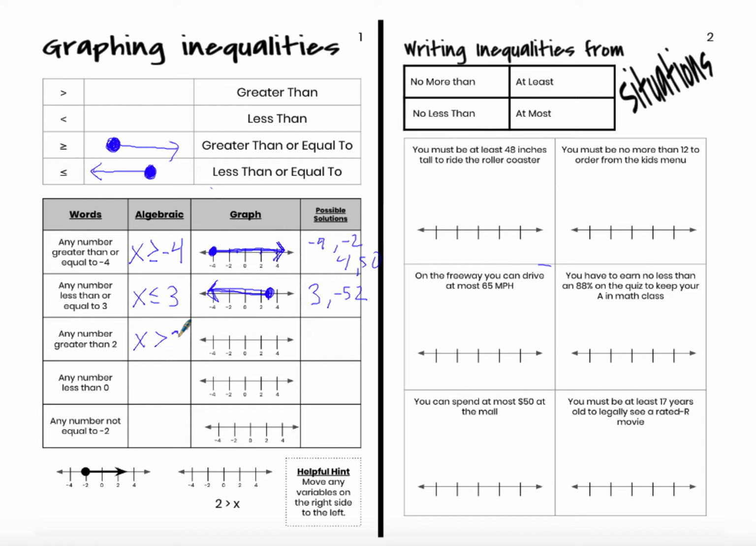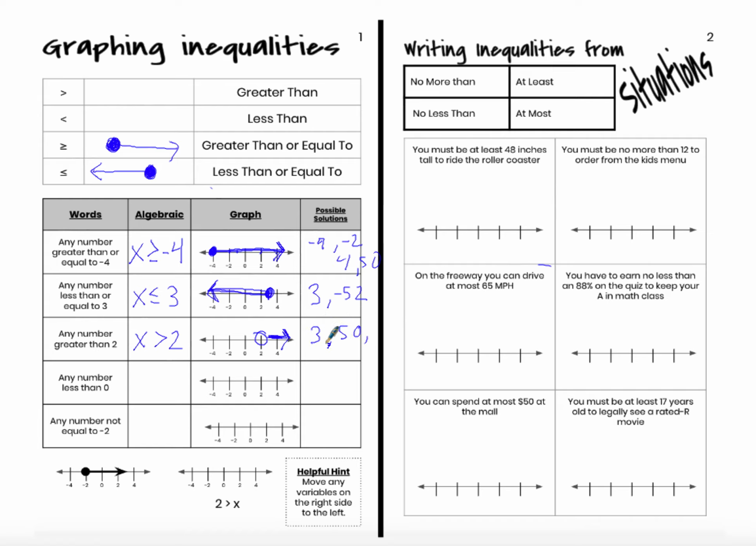Any number greater than 2, any number x, greater than, now we don't have the equal sign. So any number greater than 2 means we can't actually equal 2. That's why we have the open dot, the dot that's not filled in. That means 2 is not part of the solution set. But any number bigger than that, greater than that, is. Possible solutions: not 2. 3 is a possible solution.